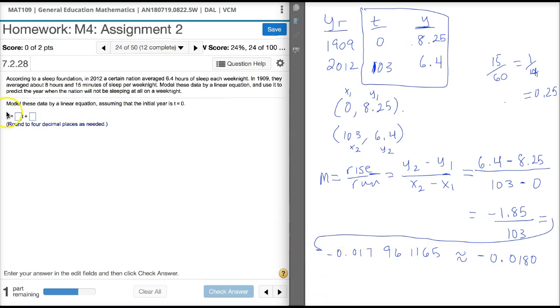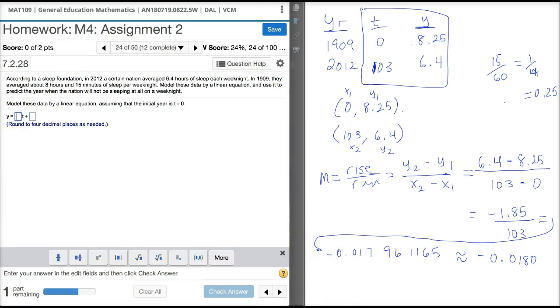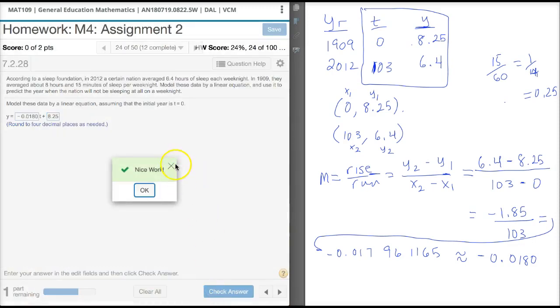So if we come here, this should be a negative 0.0180. Now, for the y-intercept, by definition, anytime we have a point that has x coordinate of 0, we know by definition that should be a y-intercept. And here it makes sense because when this study started, which was in the year 1909, we know that it was recorded that people slept about 8.25 hours on the weekends. So that should be the number that goes here. All right, so let's check everything out. And it looks like we're good.